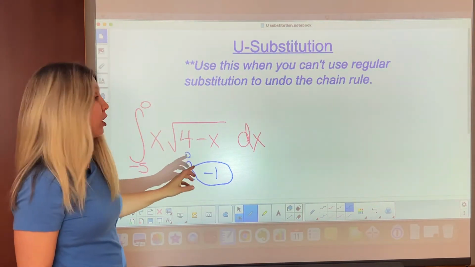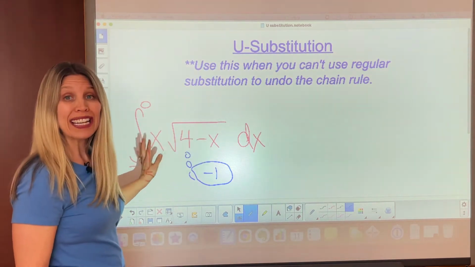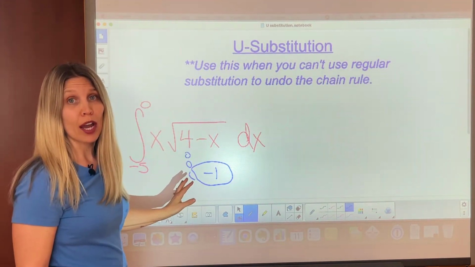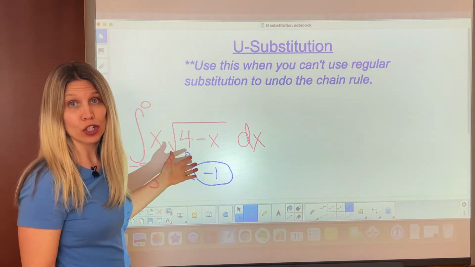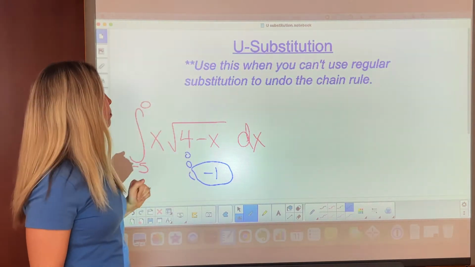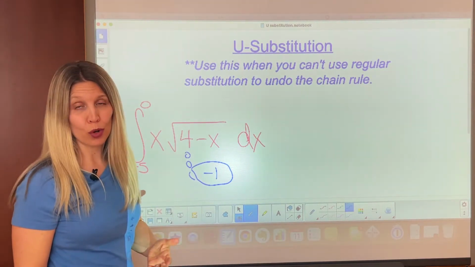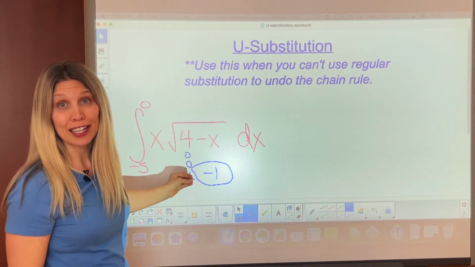Because the other thing here is, this isn't a square root. We can't just distribute this x through. So that's why we have to try a new tool or a new strategy called U substitution. This is when you can't use the regular substitution to undo chain rule because there's more variables included.